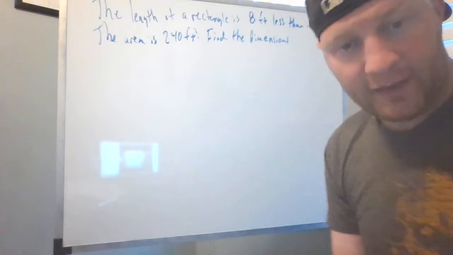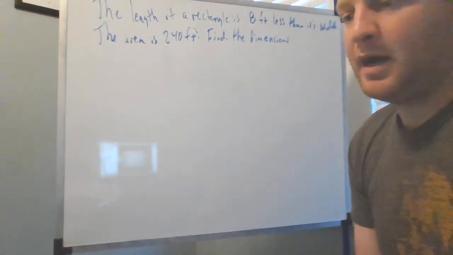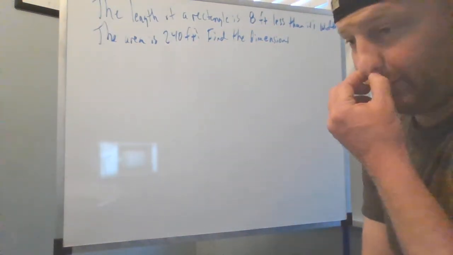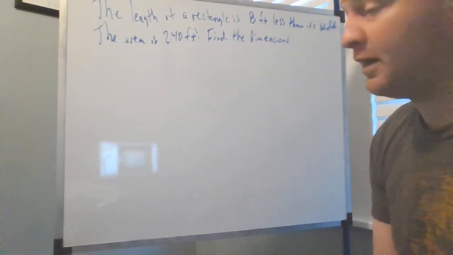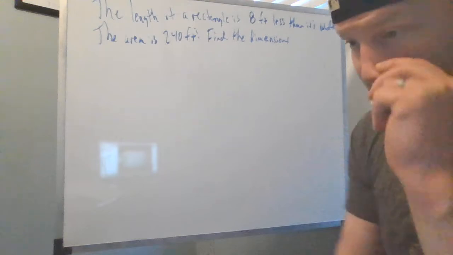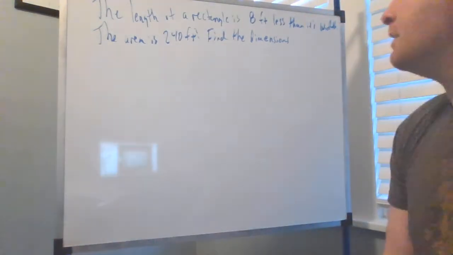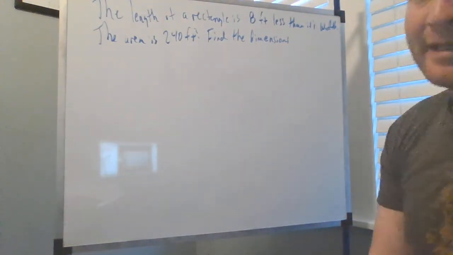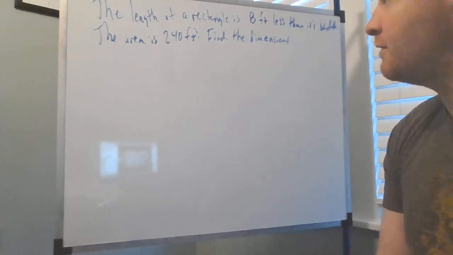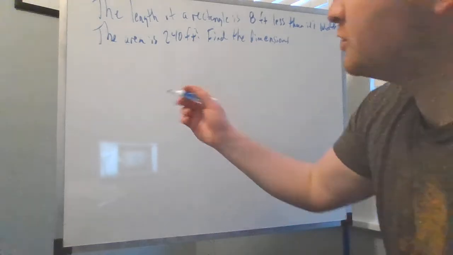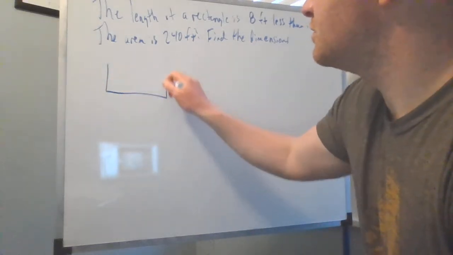All right, back for the last example. So, last one, and then hopefully this is enough for you guys to pause, watch over again, understand. If not, come and see me. Last question says, the length of a rectangle is 8 feet less than its width. The area is 240 feet squared. Find the dimensions. So again, I'm going to draw myself my picture just so I can see it.